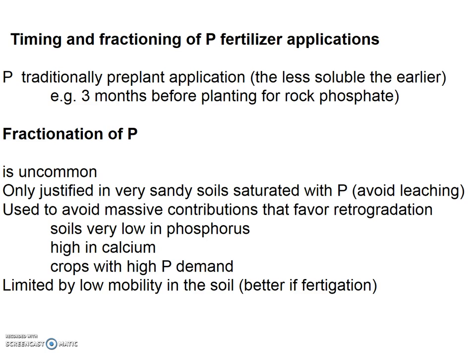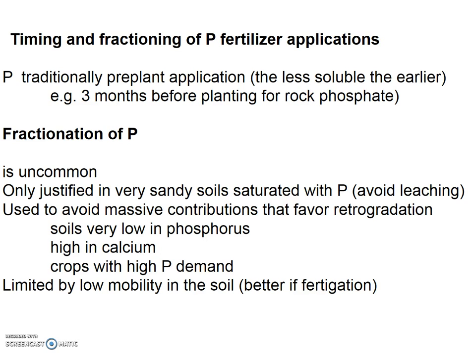When should we apply phosphorus fertilizer? Well, phosphorus has been traditionally applied as a pre-plant fertilizer. The less soluble forms should be applied much earlier. For instance, if we want to apply rock phosphate, we should incorporate the rock phosphate more than 3 months before planting our crop.